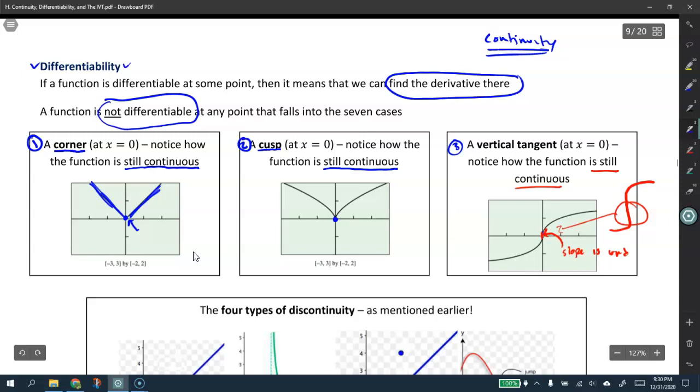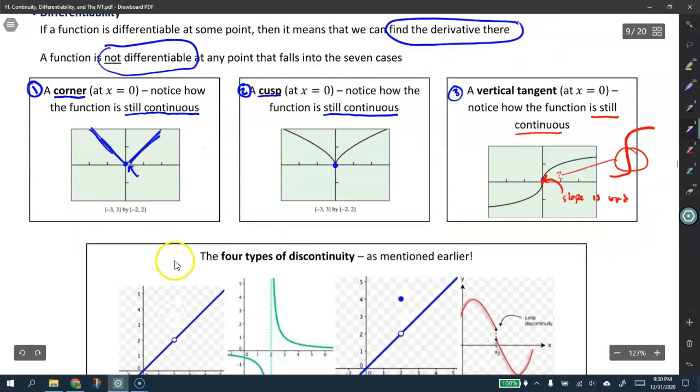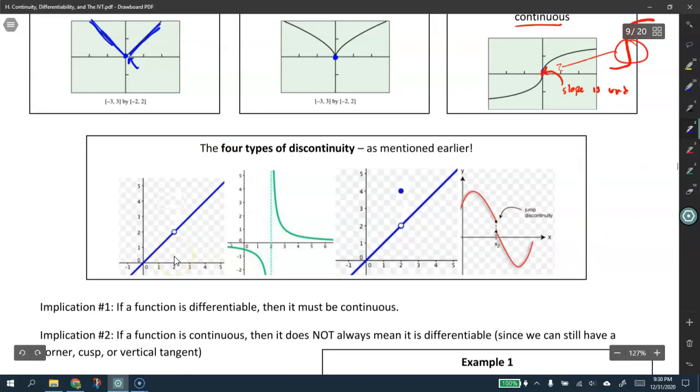Well, then what begs the question is, what about all that stuff that we talked about before? How does that tie in with everything now? Well, it turns out the 4 types of discontinuities automatically, these 4 types that we talked about, a point, an infinite, a removable, and a jump, are all also points along the way that are considered to be not differentiable.